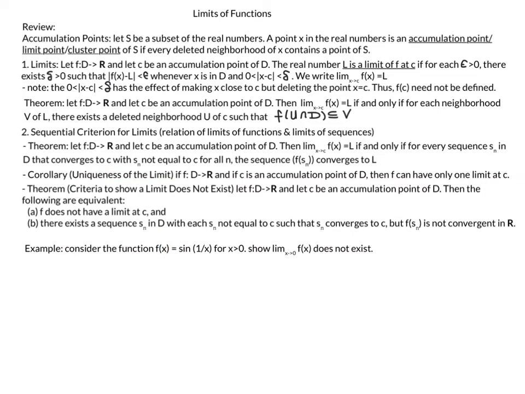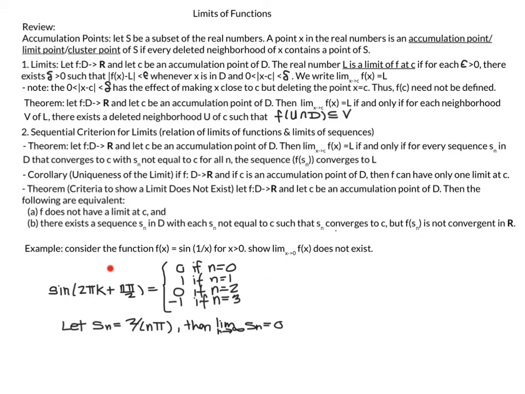Consider the function f of x is equal to 1 over x for x greater than 0. Using the last theorem, show that the limit as x approaches 0 of f of x does not exist. This is probably a good time for an example. So let's consider the function f of x is equal to sine of 1 over x for x greater than 0. We want to show the limit of f of x as x approaches 0 does not exist.